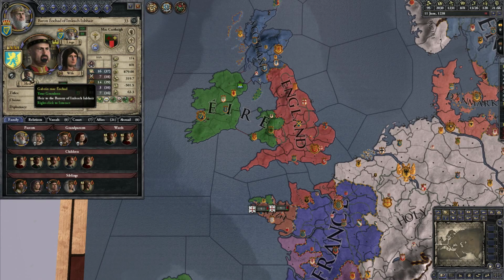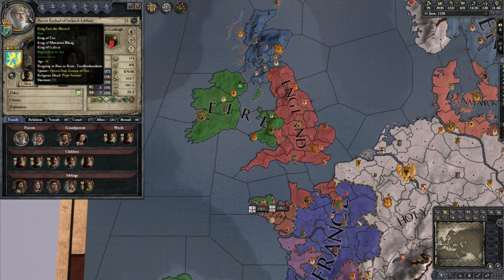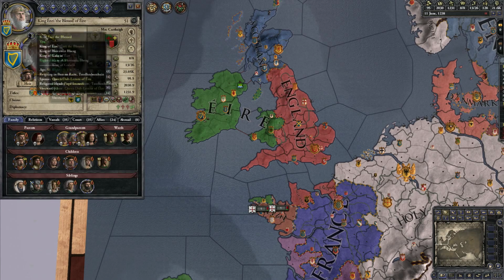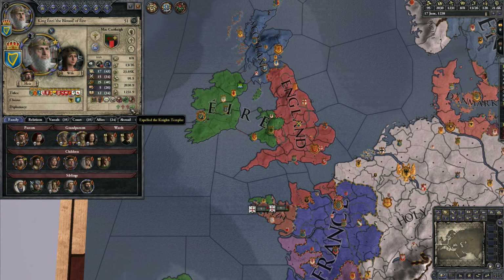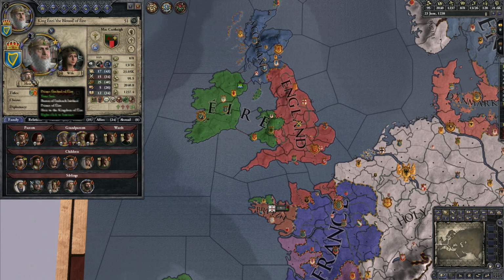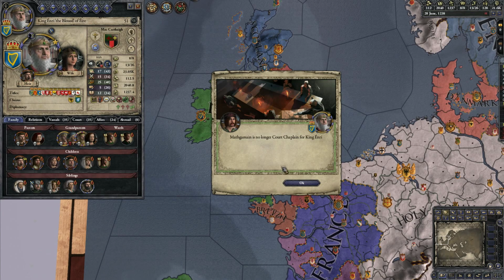Now, the only problem with this is that if we get caught, King Henri the Blessed will get the Kinslayer trait, which will basically screw him for the rest of his reign. His son will hate him too, but you know what? He's kind of getting up in age.